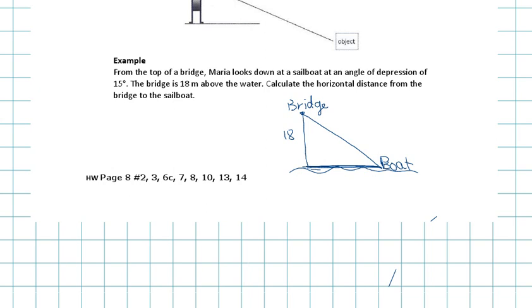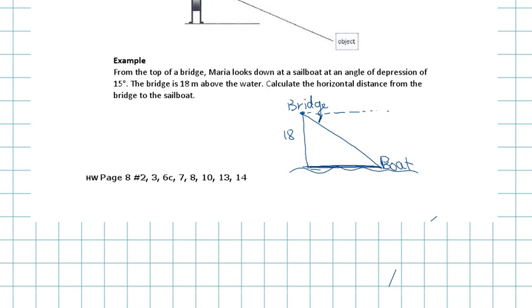What do I know about Maria looking down at the boat? 15 degrees. Where would that 15 degrees be? Right here? On the water line? But why right here? I was looking at the top. Right at the top here? Yes. You're right. Because it's from a straight line.